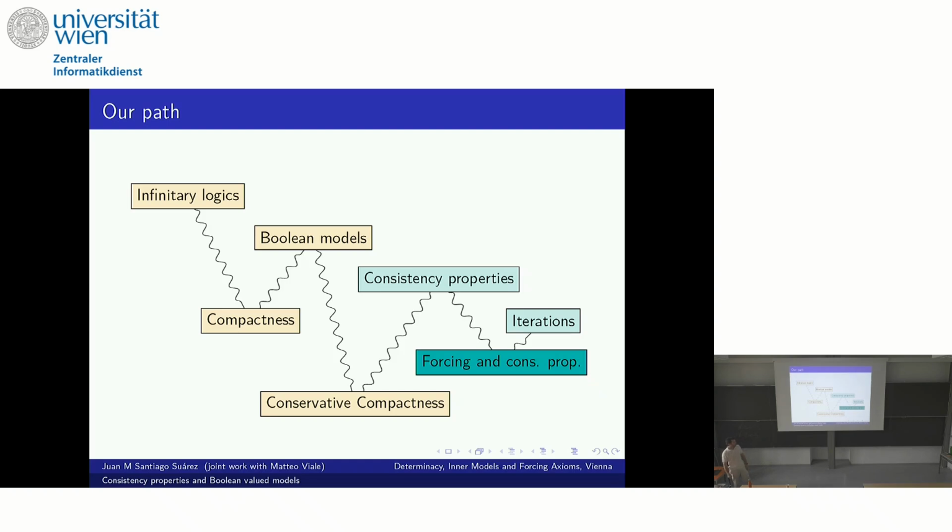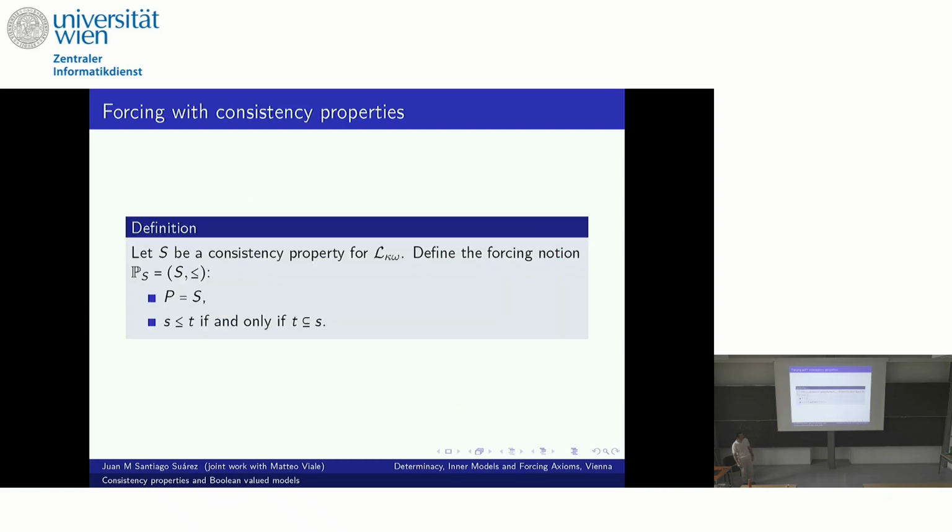So we need to describe a method of forcing with consistency properties. Now, how do we do this? Well, a consistency property, as I said, is made up of approximations to a model. You only need to say that the ground set for the poset is the set of conditions, the set of approximations, and a condition is stronger if it has more information for the model.